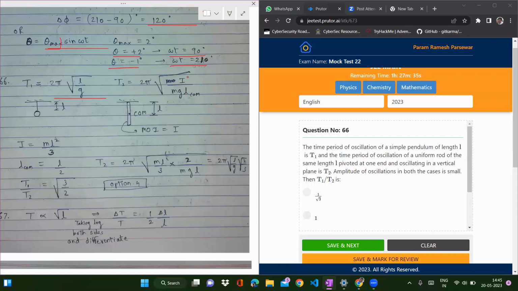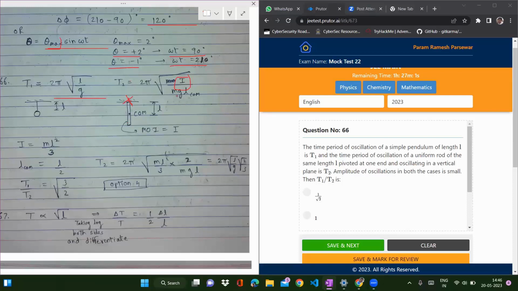Now here I is the moment of inertia of that rigid body, which is taken with respect to the axis around which it is performing the oscillation. So this axis will be perpendicular to the plane of the paper. I have marked it with a cross. So it will be perpendicular to the plane of the paper, and around this axis it is performing oscillation. So moment of inertia will be calculated around this axis, which is mL square by 3.